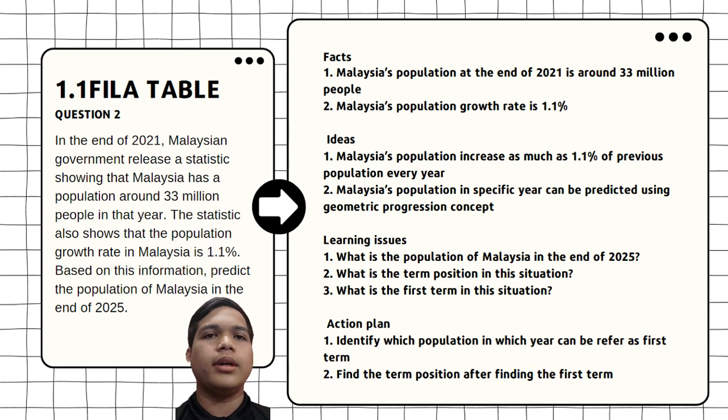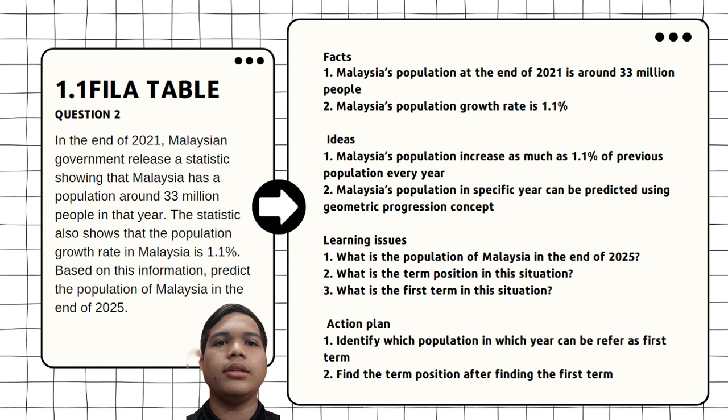So the facts we get from this question are Malaysia's population at the end of 2021 is around 33 million people, and Malaysia's population growth rate is 1.1%. The idea that comes out is that Malaysia's population increases by 1.1% of the previous population every year. Malaysia's population in a specific year can also be predicted using the geometric progression concept.